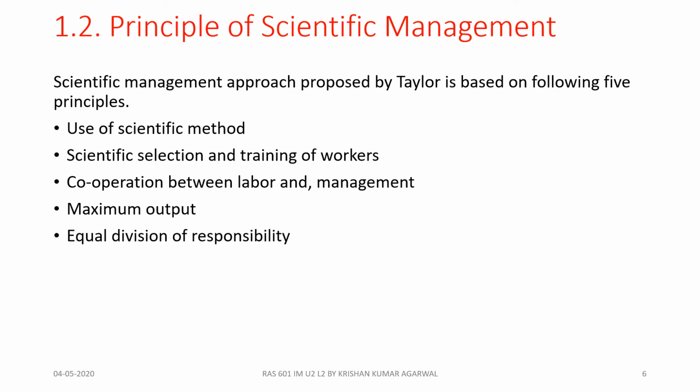The principle of scientific management proposed by Taylor was the use of scientific method. As I told you earlier, there were no scientific standardized tools or procedures with the help of which one can ensure that the production process is foolproof. And so scientific methods were developed by Taylor, and he emphasized the training of the workers.